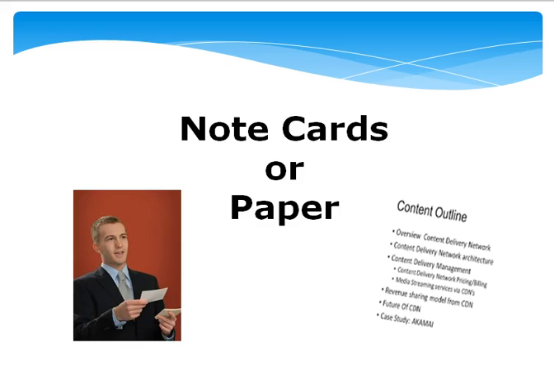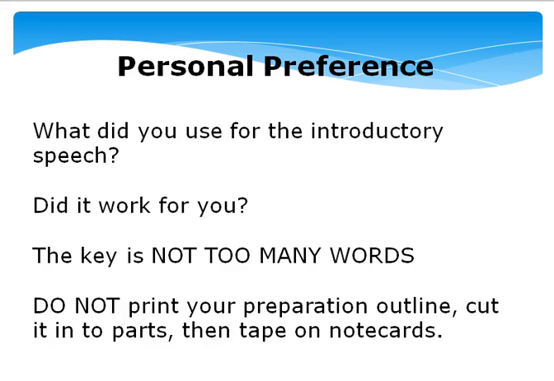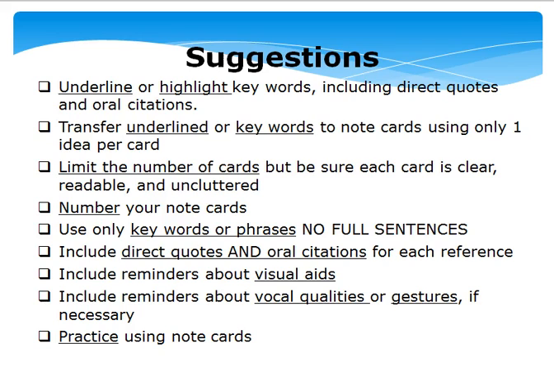I try to use only one note card per topic area, per main idea, and even within main ideas they may be broken down into other cards. So as I said, what works for you is going to need to be determined. You can do this, you can practice using them, but here are a few tips or suggestions. So one, if you have that prep outline, underline or highlight the keywords, including any direct quotes and oral citations. Then you can transfer those underlined keywords to note cards and use only one idea per card.